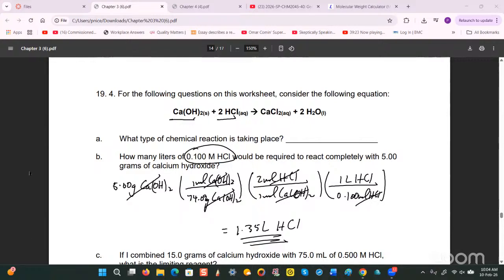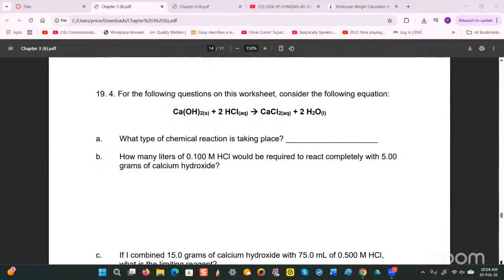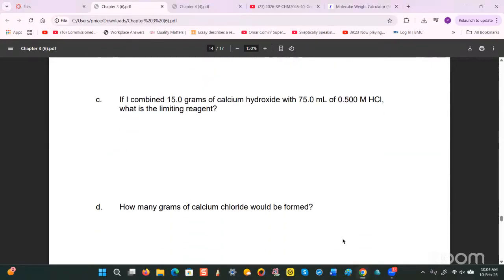I'll scroll down. In the case of C, this question says, if I combine 15 grams of calcium hydroxide with 75.0 mL of 0.50 M HCl, what is the limiting reactant? So this is a limiting reactant type of problem. We did a couple of those types earlier, but this one is a bit different because it has a component where you're dealing with a solution of a specific molarity. But the approach is pretty much the same. So let me show you how this will be done.